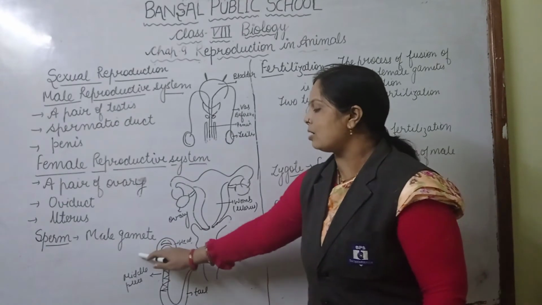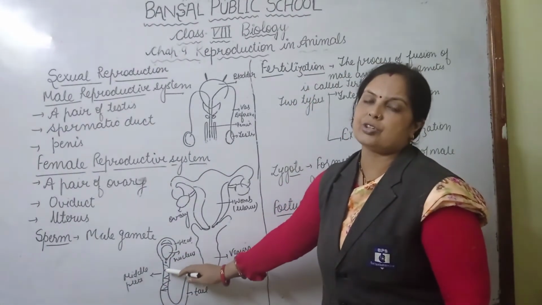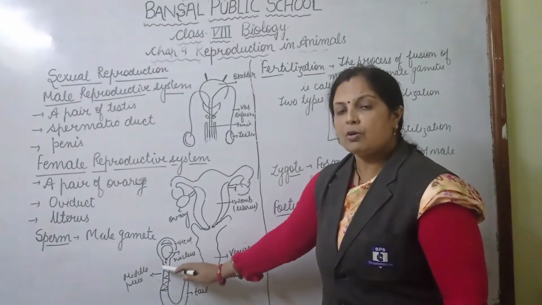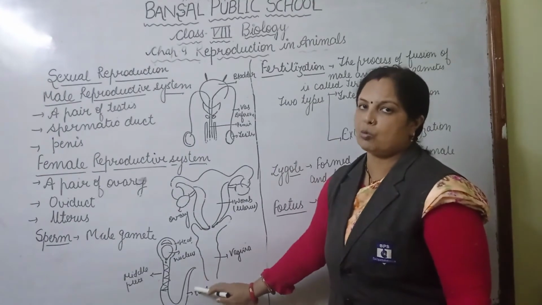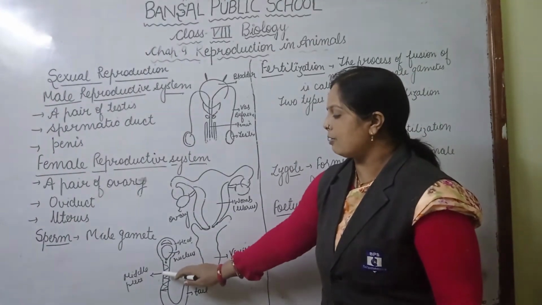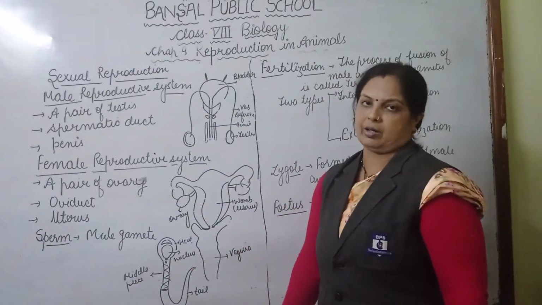Inside the middle piece, a spiral form of mitochondria is present, which provides energy in the form of ATP for locomotion, clear. And the tail helps in locomotion, receiving energy from the mitochondria present in the middle part of the sperm.